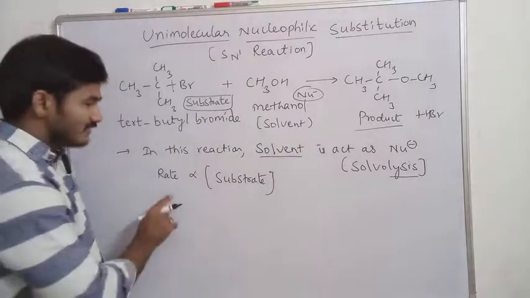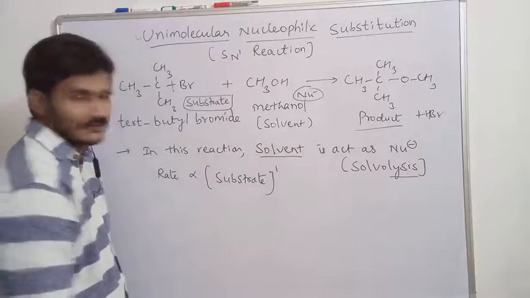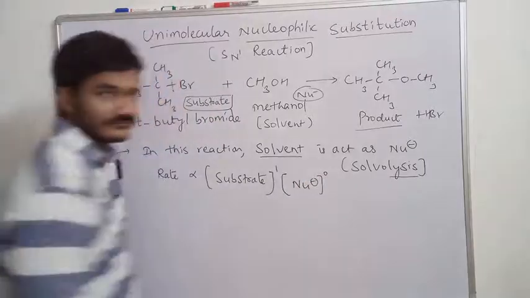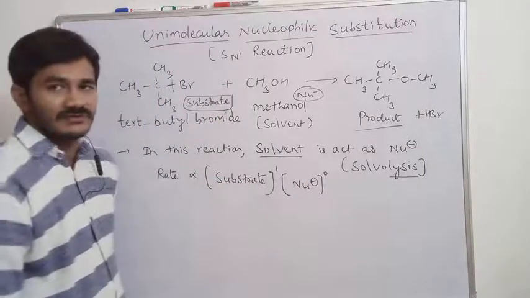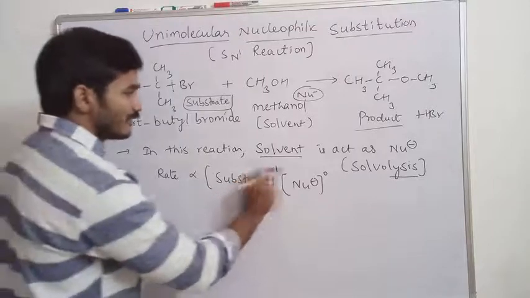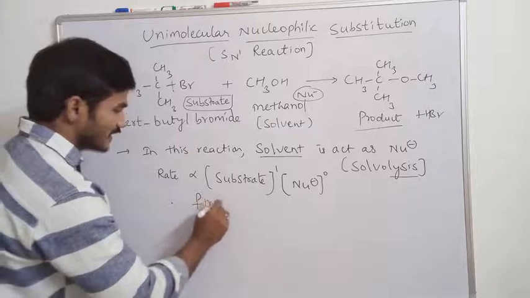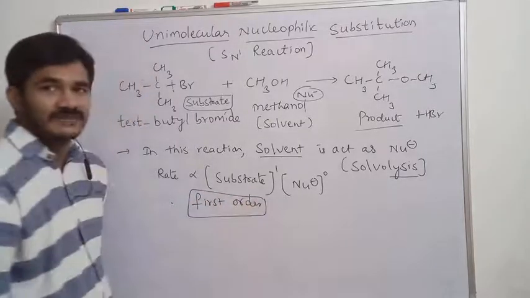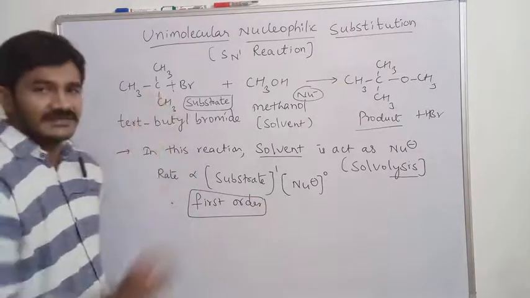If you observe the rate of this reaction, the rate is directly proportional to the concentration of the substrate, and it is independent of the concentration of nucleophile. The rate does not depend on the concentration of nucleophile. So the overall order is 1 plus 0, which is 1. So it is a first order reaction, first order kinetics. As it is first order kinetics, this is said to be the SN1 reaction.